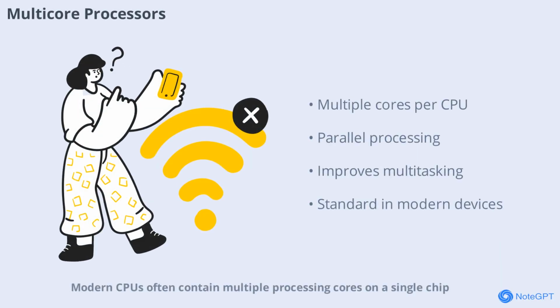Modern CPUs often contain multiple processing cores on a single chip. Each core can execute instructions independently, allowing for true parallel processing. This is especially useful for multitasking and running complex applications that can take advantage of multiple threads. Multicore processors have become standard in everything from smartphones to servers, enabling faster and more efficient computing.